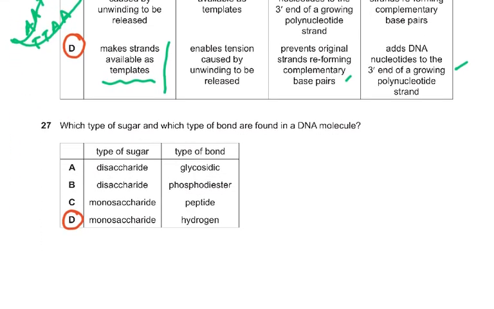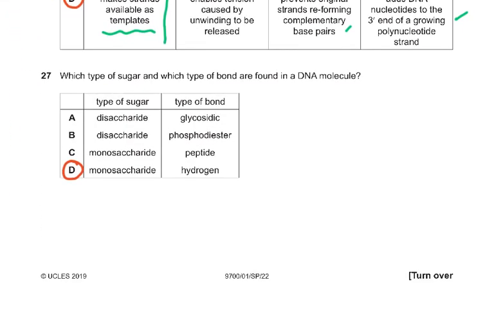Next, question 27. Which type of sugar and which type of bond are found in a DNA molecule? The type of sugar is a monosaccharide, and the type of bond found in a DNA molecule is the hydrogen bond between the bases. So monosaccharide, deoxyribose, and the hydrogen bonds. You've got to understand that.